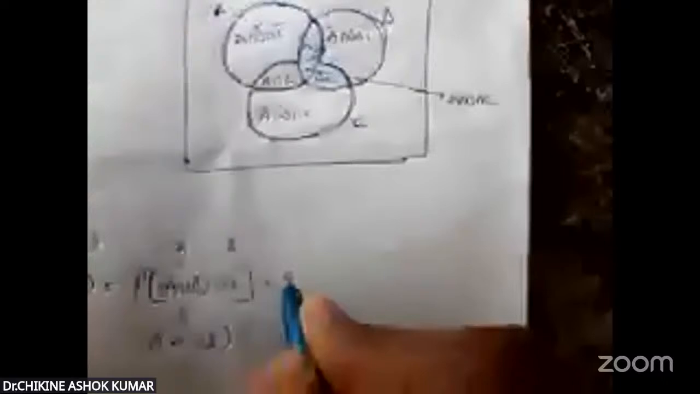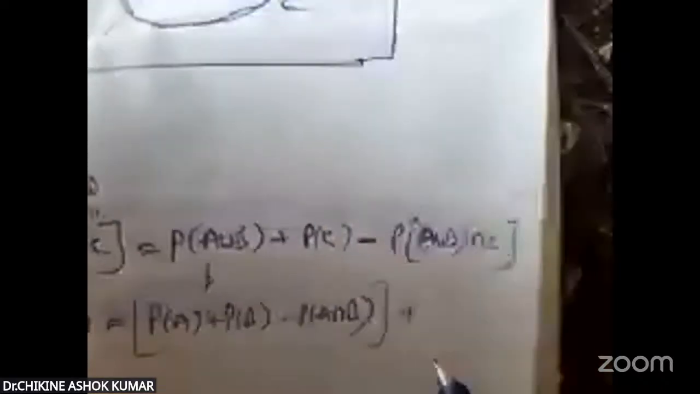For this I can apply the addition theorem on probability on two events. So it will become P of A. What is the A union B formula? P of A plus P of B minus P of A intersection B. Plus P of C minus. Now it is the distributive property: A union B intersection C, what is the formula? Yes, I'll write it here.